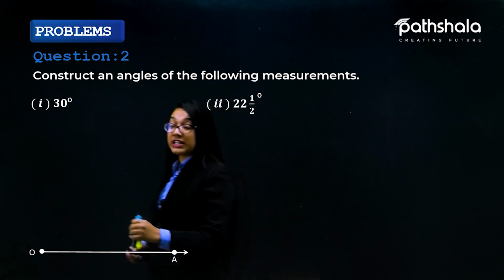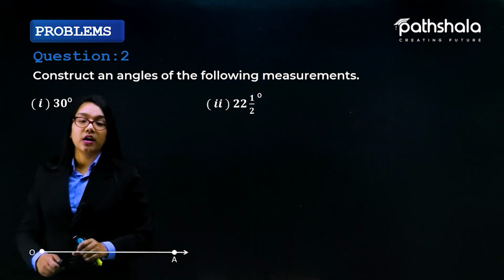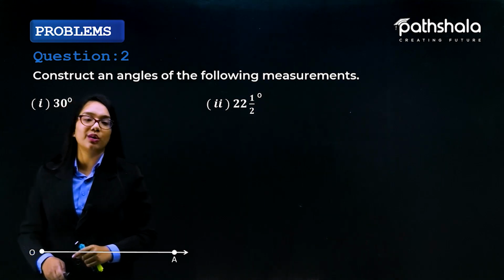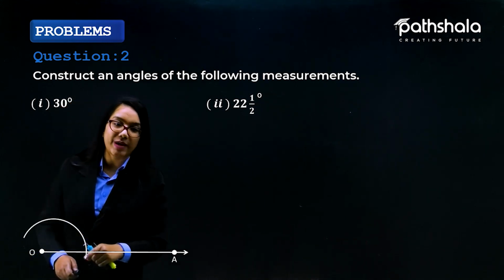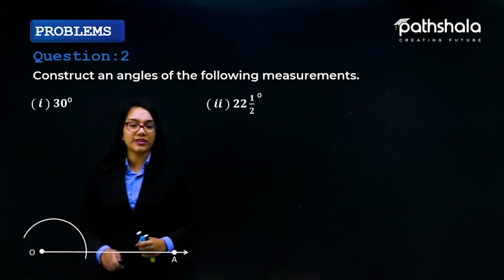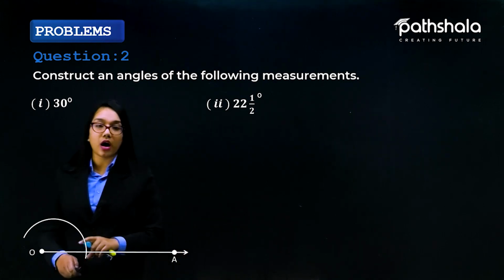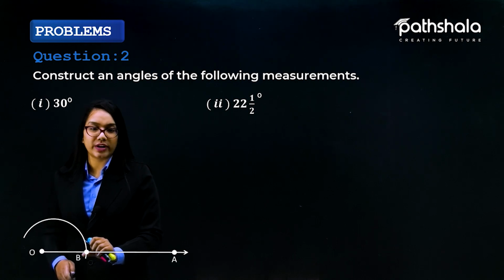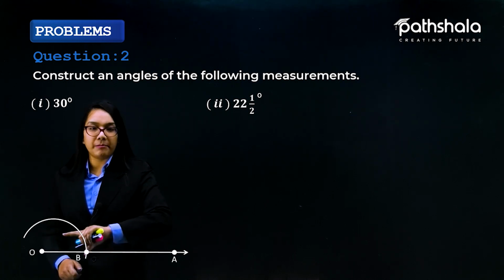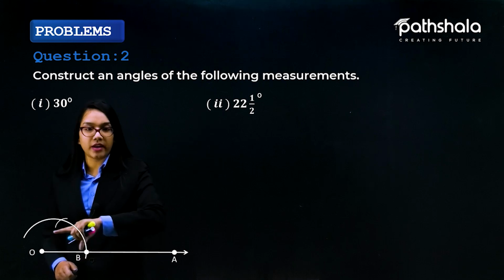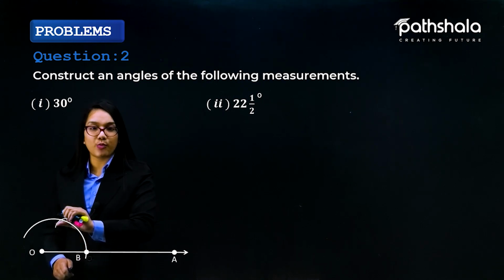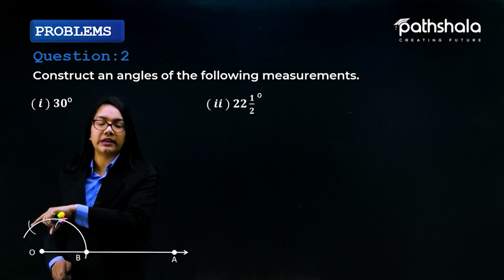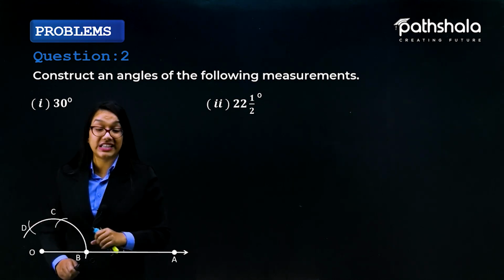So first of all, using O as a center, taking the compass of any radius, let us suppose I'm drawing a circle over here. So let us suppose this is my circle, and again using the same radius, I'm marking an arc over here, taking this particular point as a center. Let us suppose I'm calling this B. I'm marking an arc over here, and similarly taking this point as the center, I'm marking an arc further over here, and let us suppose I'm calling this point D.